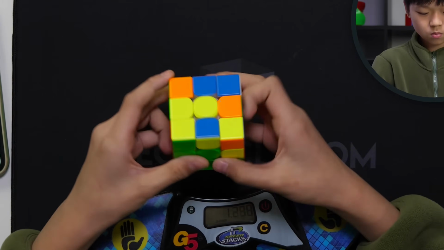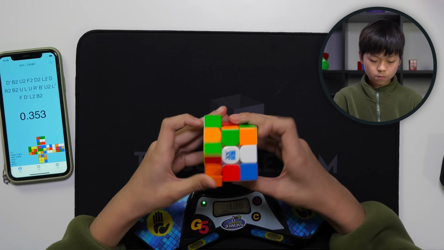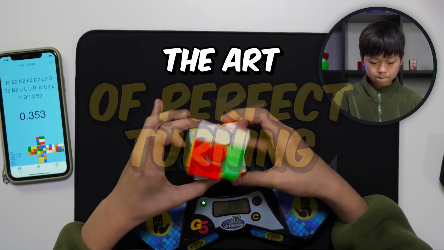That is why in the modern era of cubing, turning is the most important thing for world-class solving. And today we're going to take a deep dive into Yiheng's turning, figuring out what makes it this good and how you can become this good too. We will find out the art of perfect turning.